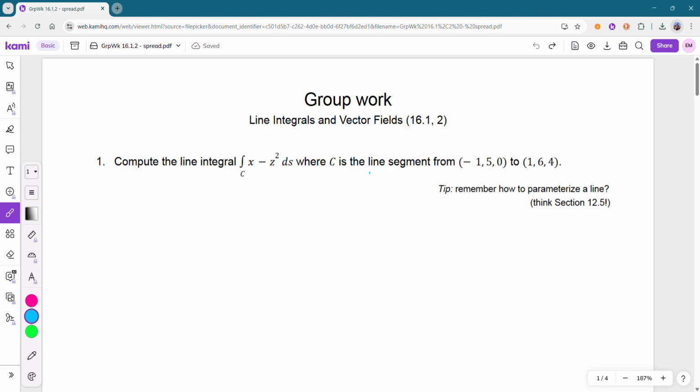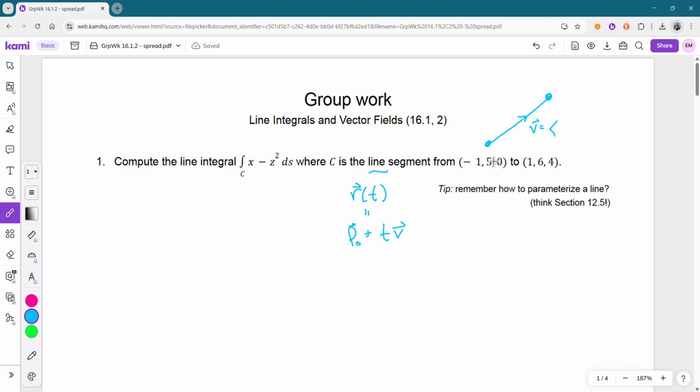And so since this is a line segment, thinking way back to section 12.5, our classic way of parameterizing a line is with our starting point plus all scalings of our direction vector. And so here we can pick one of these to be our starting point. Maybe I'll choose it to be this first point. And we want to stretch along this line segment to our second point, which means that our direction vector would be the difference between the two.